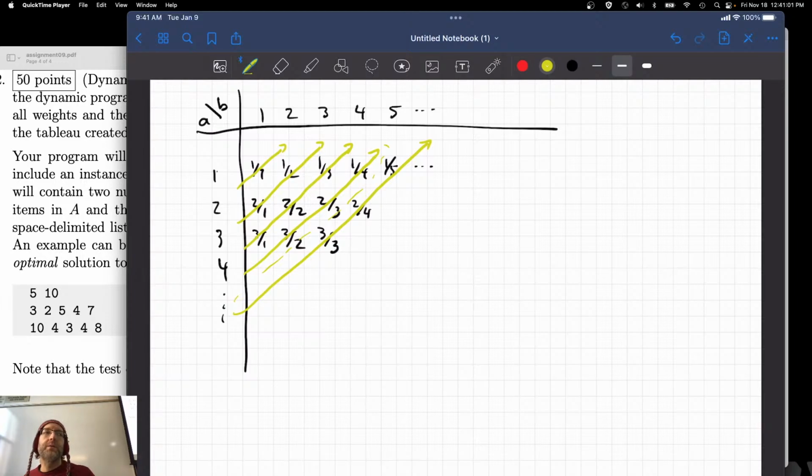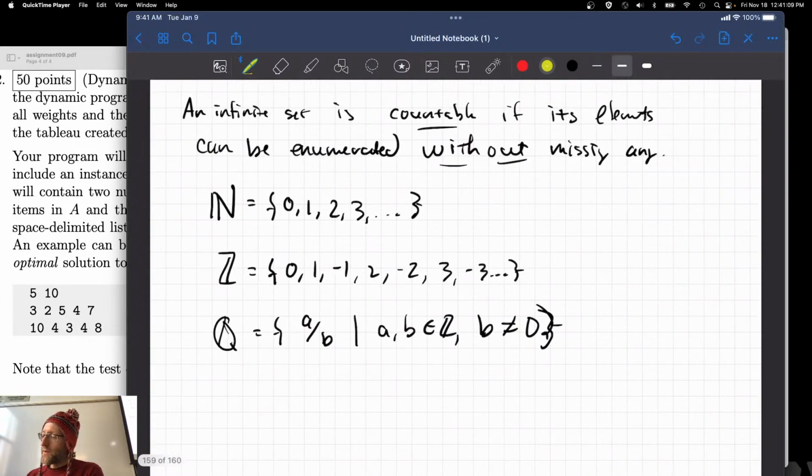There is an enumeration with respect to the prime decomposition of numbers. I just need to show you that this is countable. So these are all countable sets. Countable.